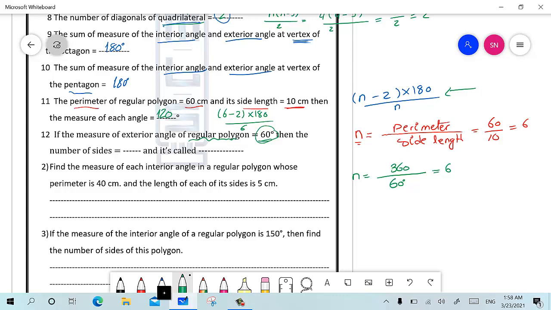Again, because this is a regular polygon, all exterior angles are equal and all interior angles are equal as well. I know that the sum of exterior angles is equal to 360, and I want to divide them equally according to the number of sides. I know that each one of the exterior angles is 60 degrees. So to find n, I am making 360 divided by 60, and this is equal to 6. So the number of sides here is equal to 6. And the polygon which has 6 sides is called a hexagon.